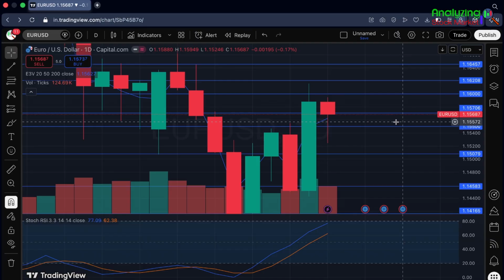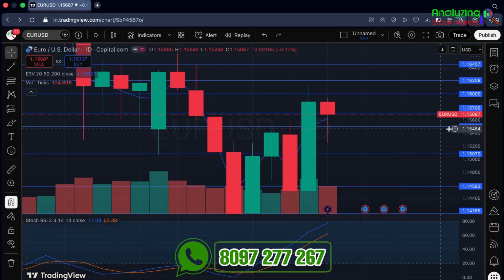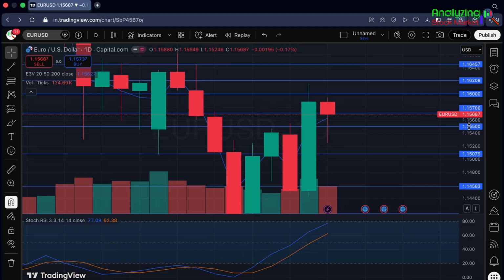So now let's talk about the closing first in the Euro USD pair on Friday. Here 1.15687 was the closing. Here the direct support is 1.15500 and the direct resistance is 1.15706. After direct support, there is a support at 1.15079 and then 1.4583. After direct resistance, there is a resistance at 1.16000 and then 1.16208. So these are two important support zones and resistance zones which will help you to take better stop loss and target levels for this week.